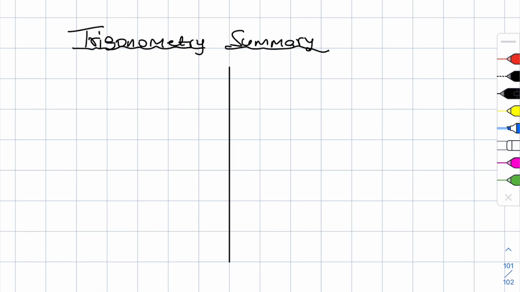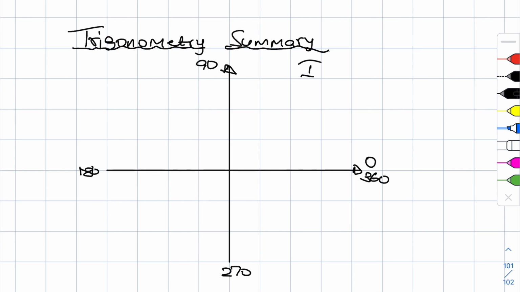Okay, I'm just going to draw a Cartesian plane here. And this is 0, that's 90, that's 180, 270, and then 360. In between 0 and 90, we have quadrant 1, 90 to 180, that's the second quadrant. Then 180 to 270, that's the third quadrant. And then 270 to 360, that is the fourth quadrant.